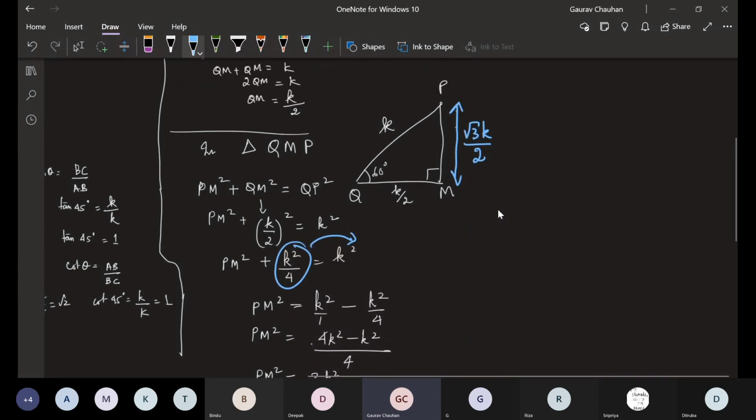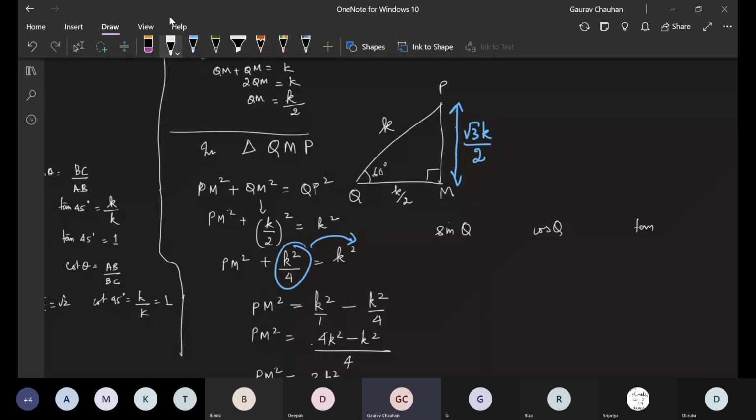We'll take sine Q only. Let's leave theta. Let's take sine Q. So sine Q, cos Q, and tan Q. Who would like to take it up? Let's take someone who has not raised their hand so far. What about Tulsi? Tulsi, would you like to take this up?